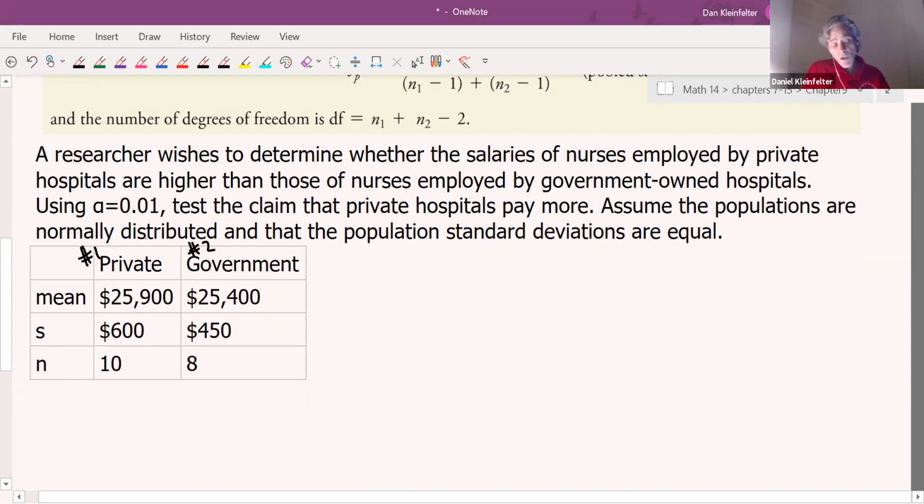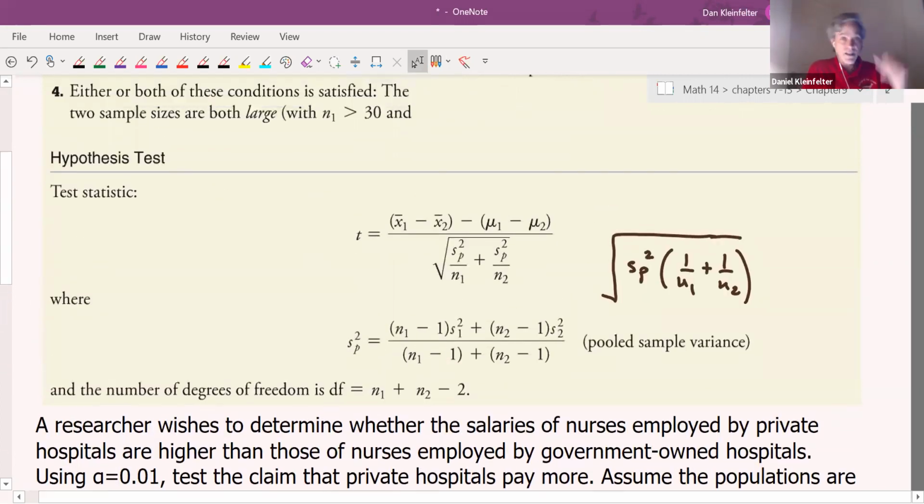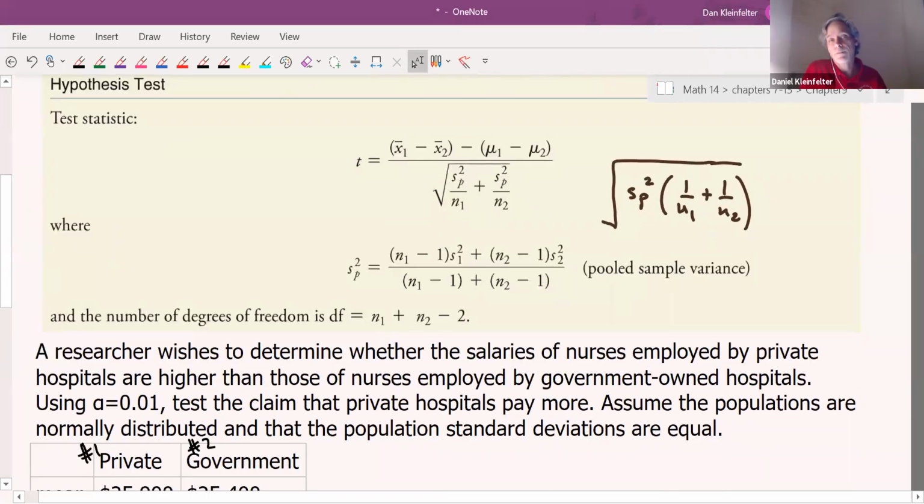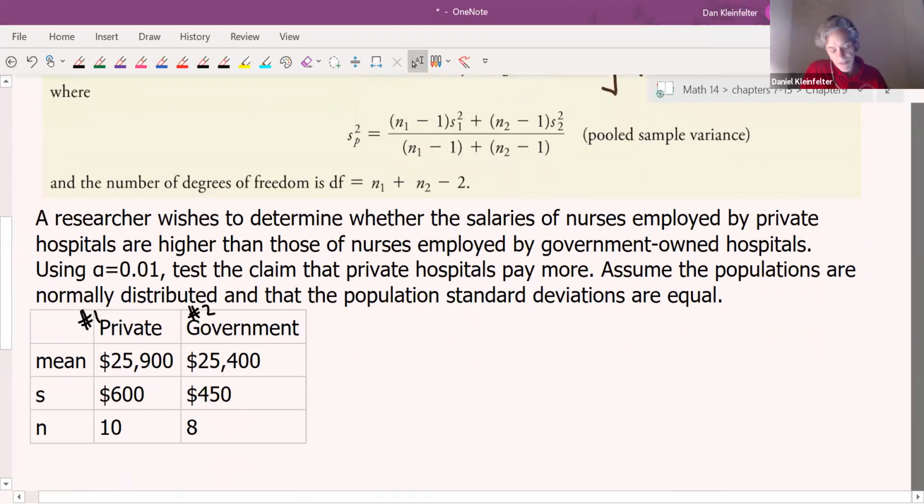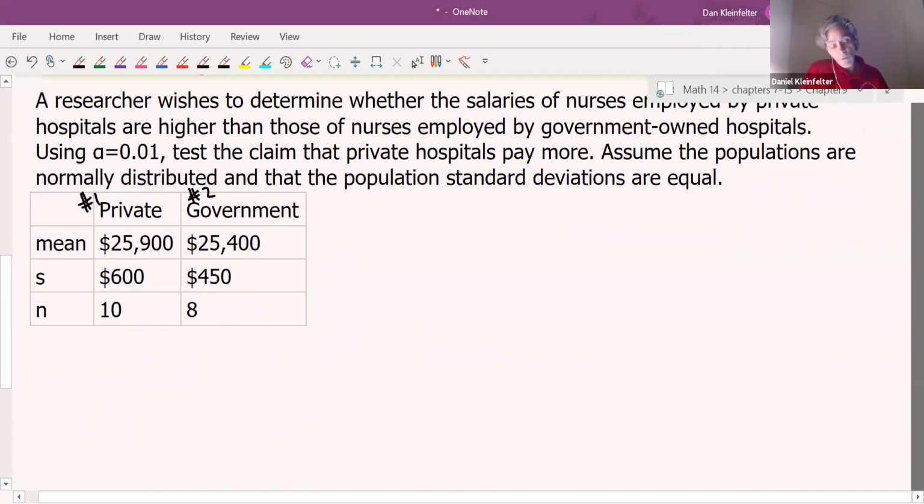Okay, so we're told that we can assume the populations are normally distributed, so it's okay that our n's are only 10 and 8, so that's not too bad. We're also told that we can assume that the population standard deviations are equal, which is going to be what justifies this procedure versus the first one that we did in 9.2.